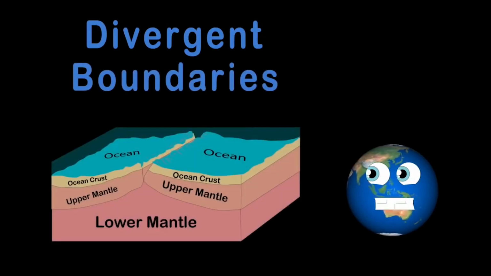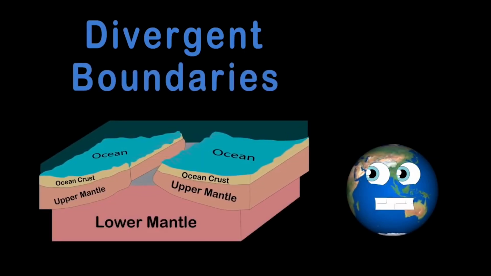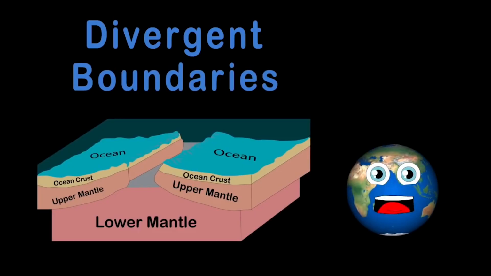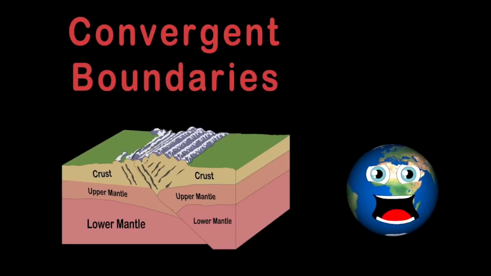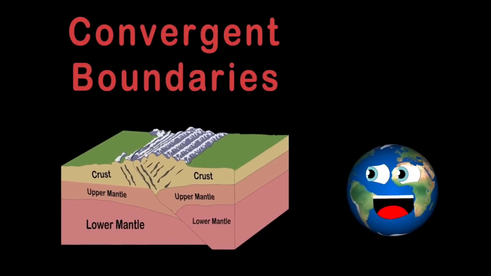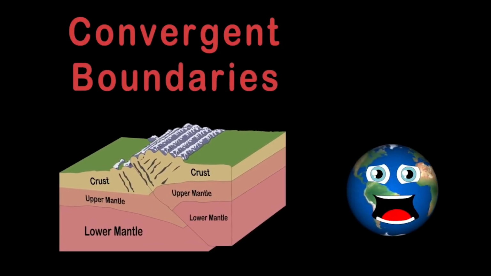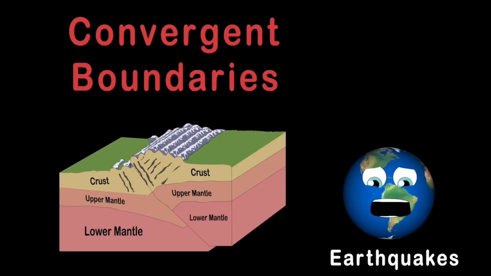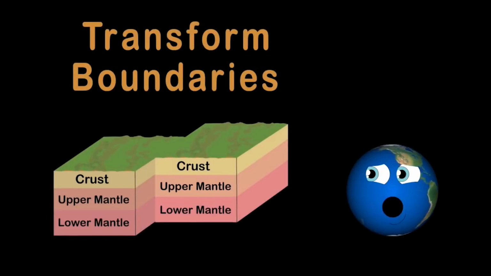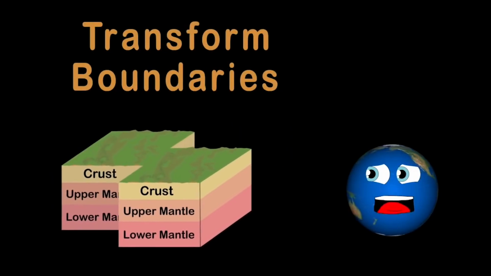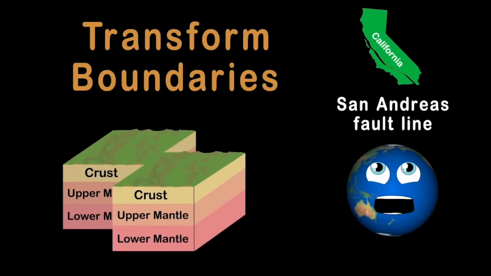Divergent boundaries move away from each other and produce rift valleys. Most active between oceanic plates, yes, the plates out in the sea. Convergent boundaries move toward one another and destructively collide. That's where you'd find those earthquakes and volcanoes do reside. Transform boundaries are two plates that slide past one another. The San Andreas Fault line's the best example of this to discover.